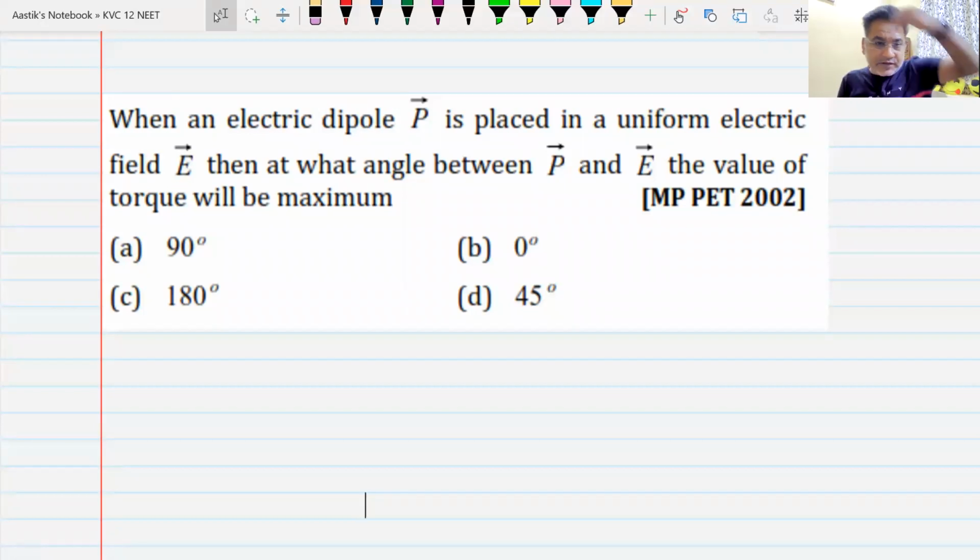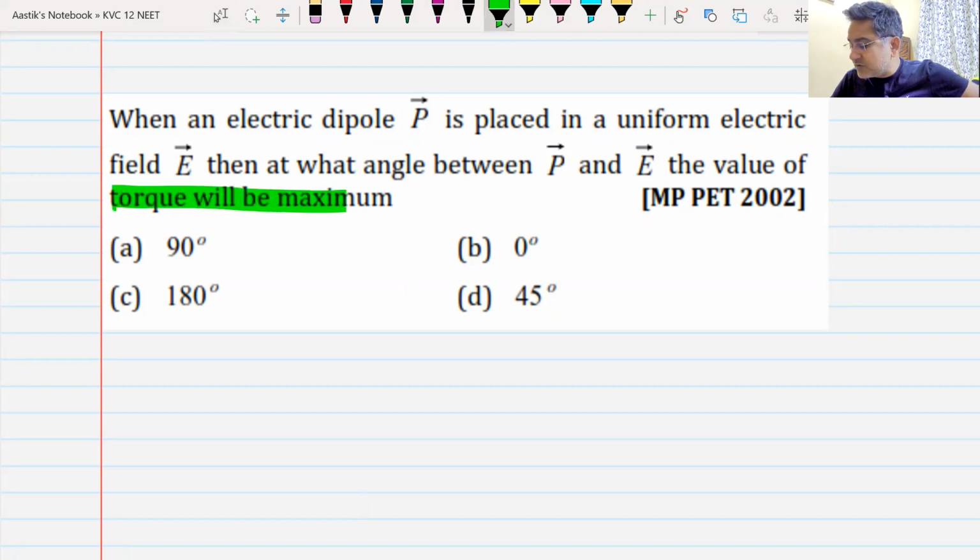An electric dipole moment P is placed in a uniform electric field E. Then the angle between P and E for torque to be maximum. I want the maximum torque. What should be the angle between P and E? Option C, 180 degrees. No, the answer is 90 degrees. Torque is P into E into sine theta. It is maximum when the angle is 90 degrees, beta.